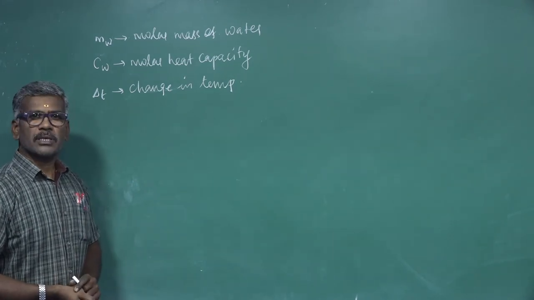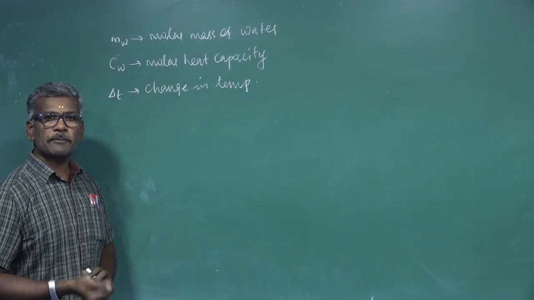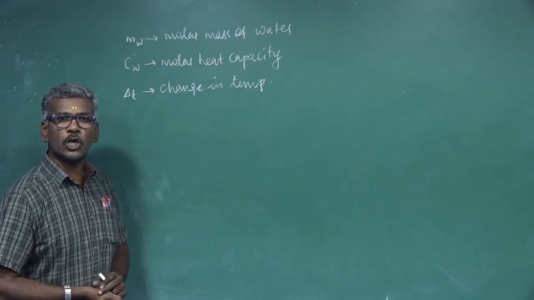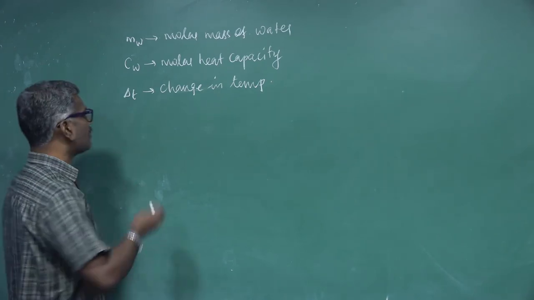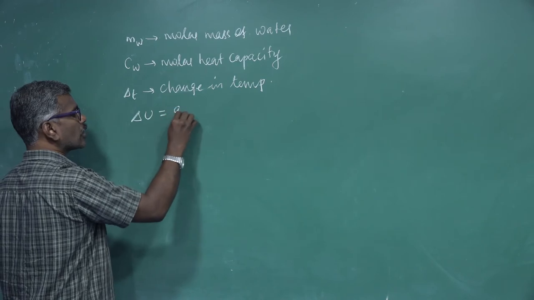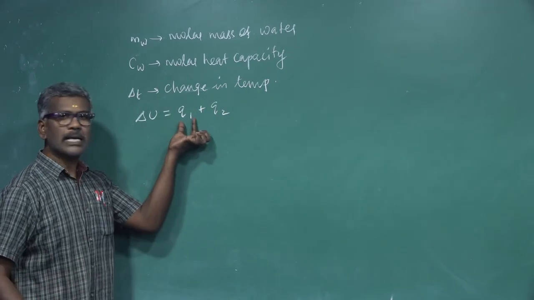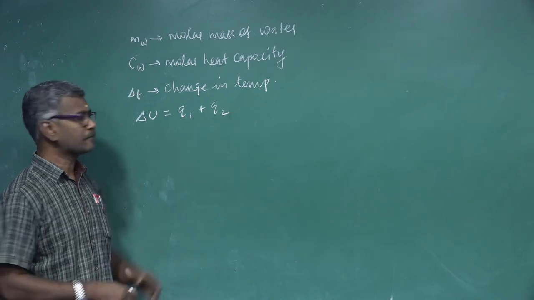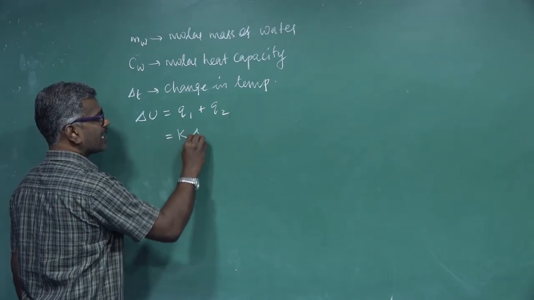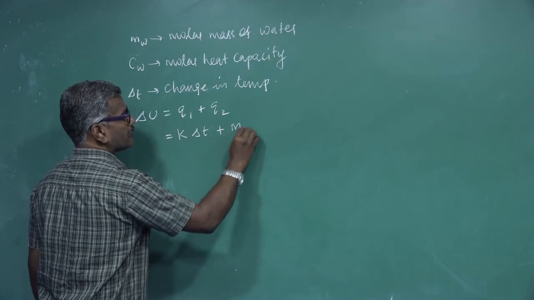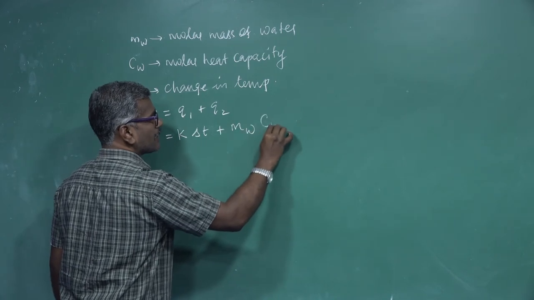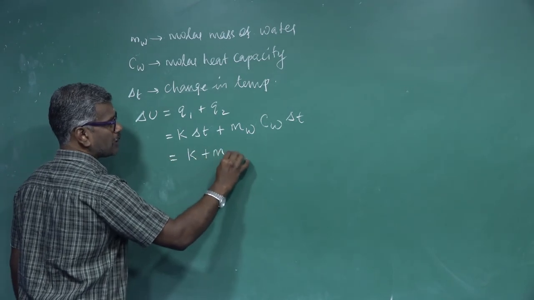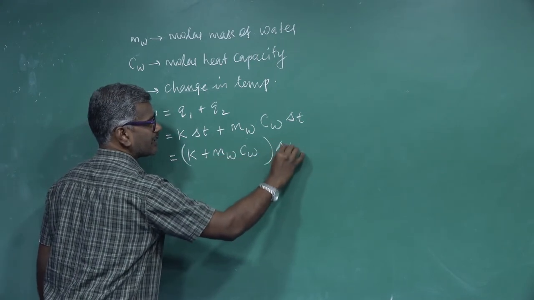This is our conclusion. The amount of heat absorbed during the chemical reaction is known as the heat of combustion. The heat of combustion should be equal to the sum of the heat absorbed by the calorimeter and water. This equation becomes delta U equal to Q1 plus Q2. This is the amount of heat absorbed by the calorimeter, and this is the amount of heat absorbed by the water. This equation becomes K delta T plus small m W CW delta T. Taking the common delta T, it becomes K plus MW CW, times delta T.